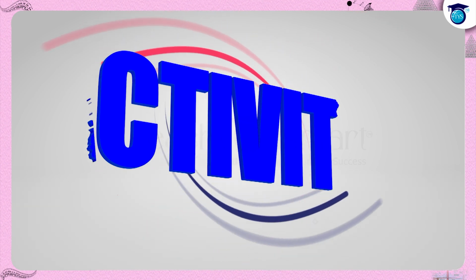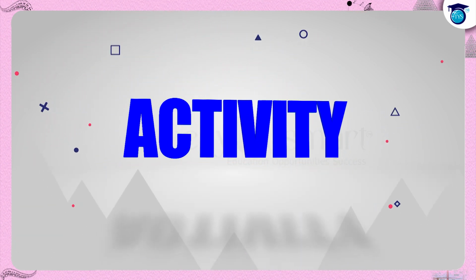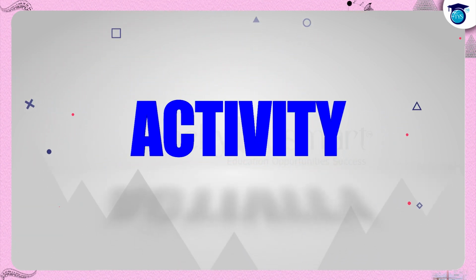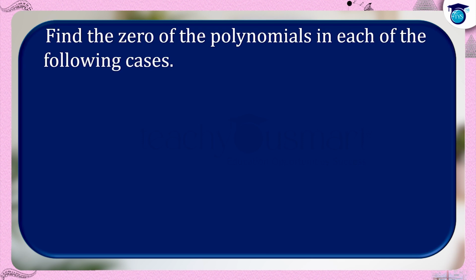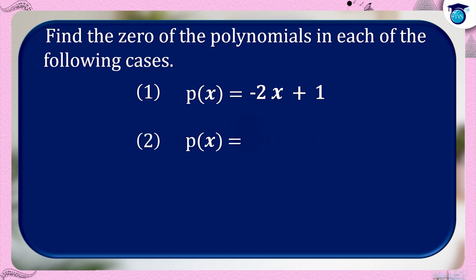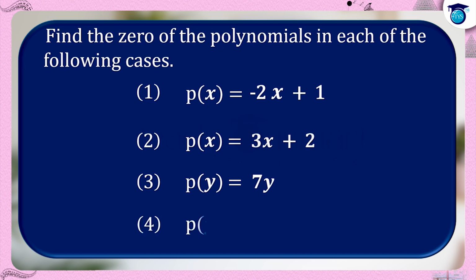Before winding up, let's check how much you understood by doing an activity. Find the zero of the polynomials in each of the following cases. 1. p of x equals minus 2x plus 1. 2. p of x equals 3x plus 2. 3. p of y equals 7y. 4. p of y equals 12y minus 9.